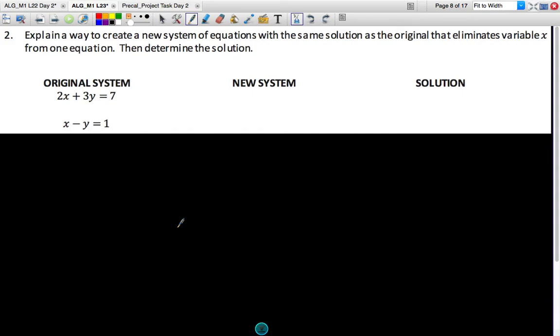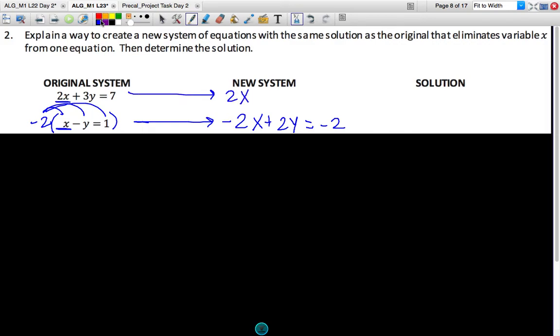So look at your x values here, or look at your x position. We've got 2x and I've got x. So in order to eliminate this, I need to multiply the bottom by negative 2. Because then that would give me negative 2x on the bottom. We distribute this all the way through. Plus 2y equals negative 2. Don't forget that last one as well. And then I just have to bring over the top equation. 2x plus 3y equals 7.